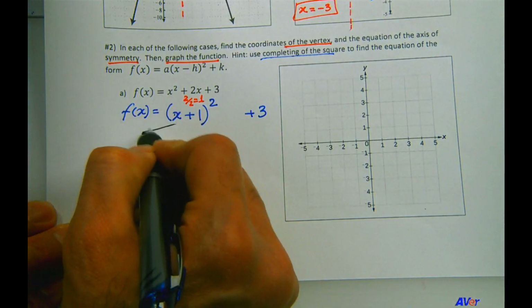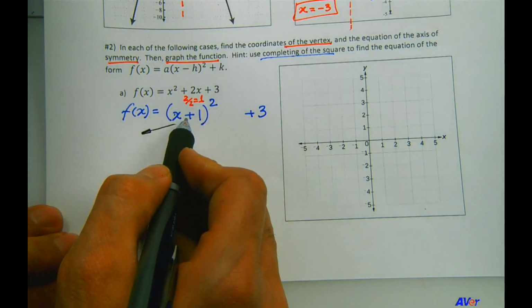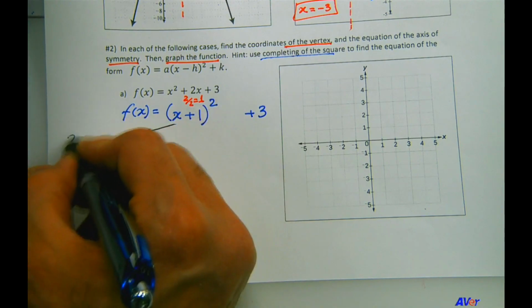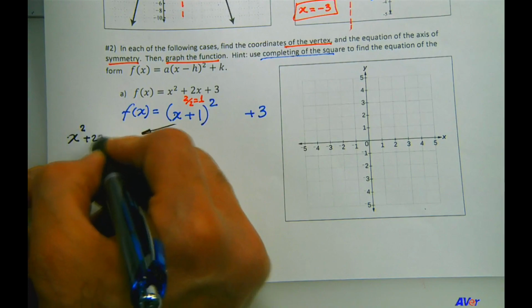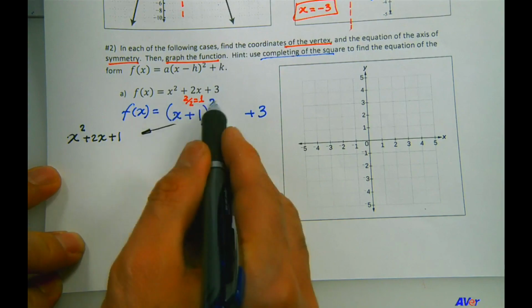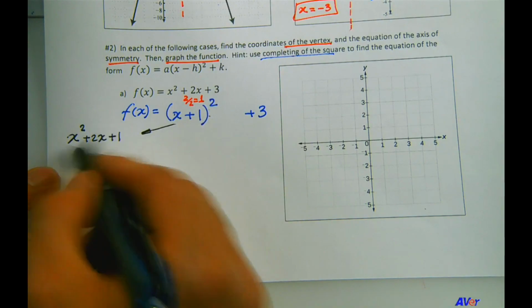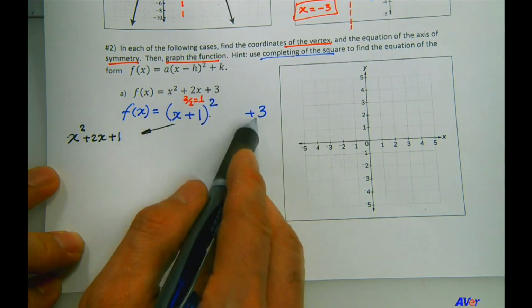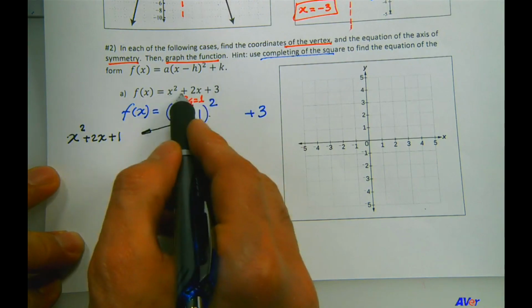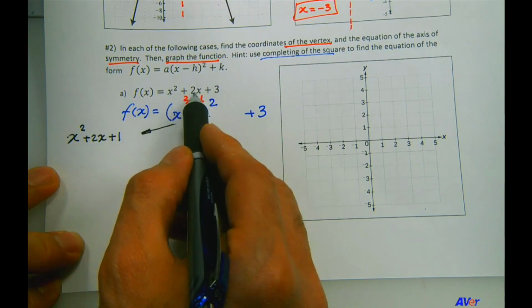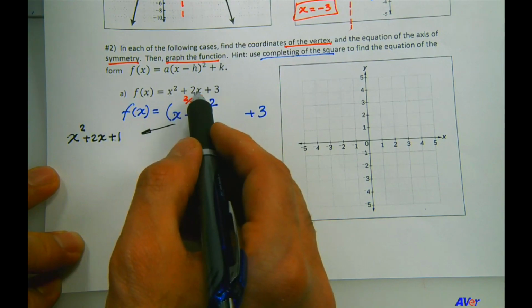Here's what I mean. If you expand this, you can FOIL it or use the special product formula. Of course, I recommend strongly that you memorize the special product formula because it's so quick. You get x squared plus 2x plus 1. If you expand x plus 1 squared, you get this. Now compare this with what we had, not with the 3, but with what we have here: x squared plus 2x, and then plus 1, there is no plus 1, right?